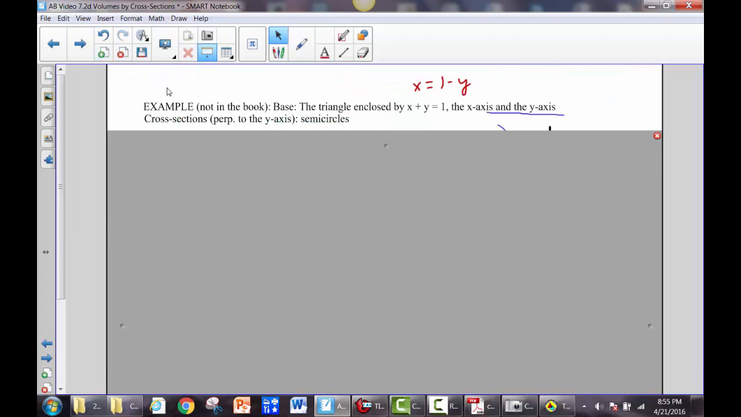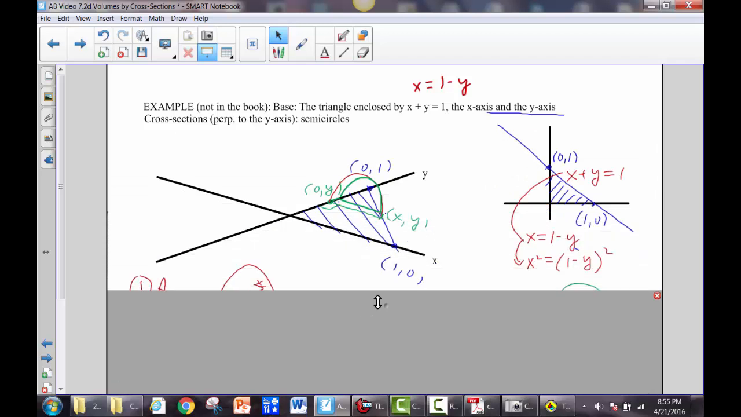Here's another one. The base is the triangle enclosed by x plus y equals 1, the x-axis and the y-axis. Cross sections again perpendicular to the y-axis. Pay attention to that. Again, semicircles. So here's the x-axis, the y-axis, and this is actually the line y equals negative x plus 1, which has a slope of negative 1, y-intercept of 1. So now this is our foundation of our house.